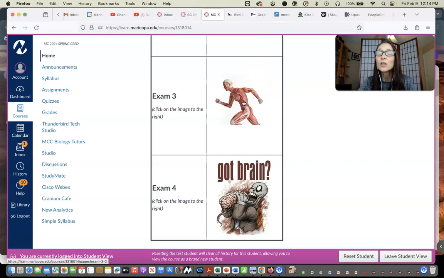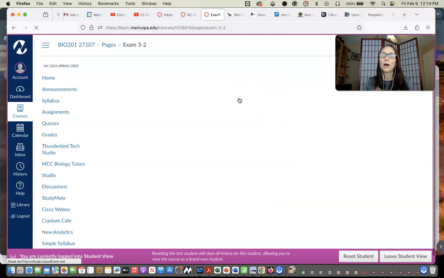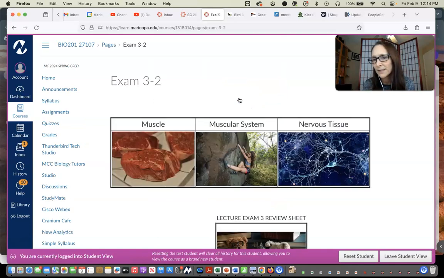So I want to show you all your resources and kind of get you started on the right foot there. So with exam 3 here, this is mostly going to be muscles: the muscle tissue and muscles at the cellular level, and then muscle physiology. And then we're going to get into the muscular system. At the very end, we'll get into nervous tissue next week, and then we have the next exam.